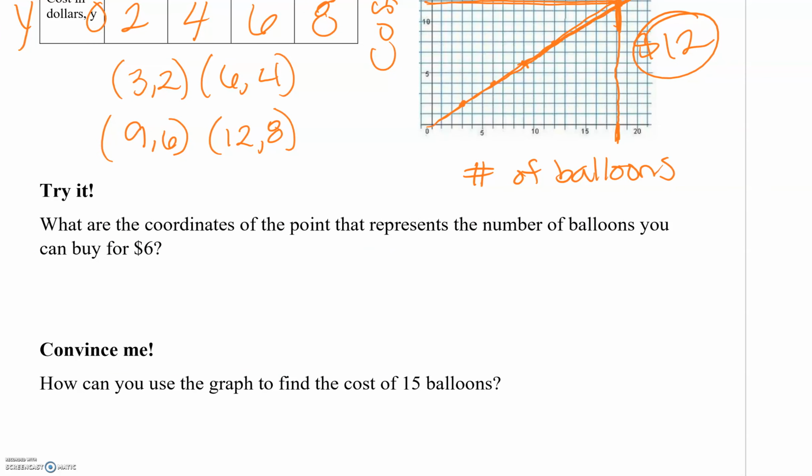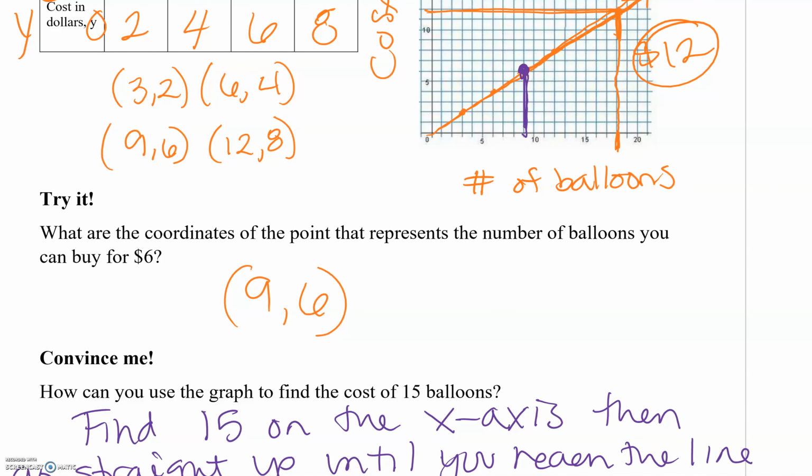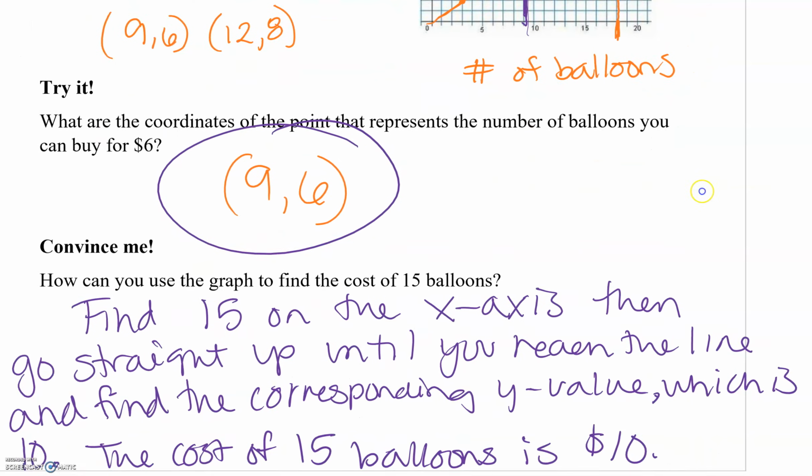Okay, all right. Here again is your try it. Go ahead and look at your try it and check back with me in a moment. So pause your video now. All right, so for the try it, you could look at your graph here at $6, then you can come across and down to 9 to find that this is the ordered pair that would represent the balloons you can buy for $6.